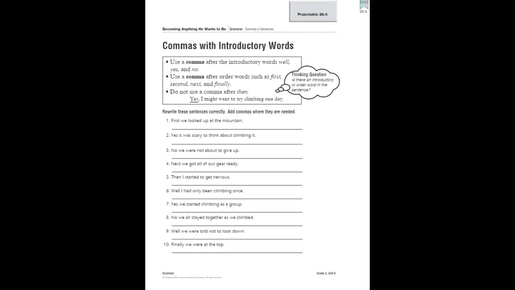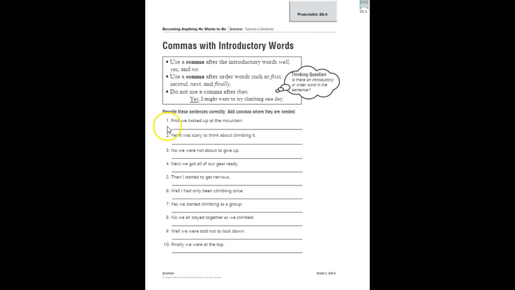Let's look at the example. Yes, comma, I might want to try climbing one day. You need to ask the thinking question, is there an introductory or an order word in the sentence? First is an order word, and yes is an introductory word. So put a comma after it.